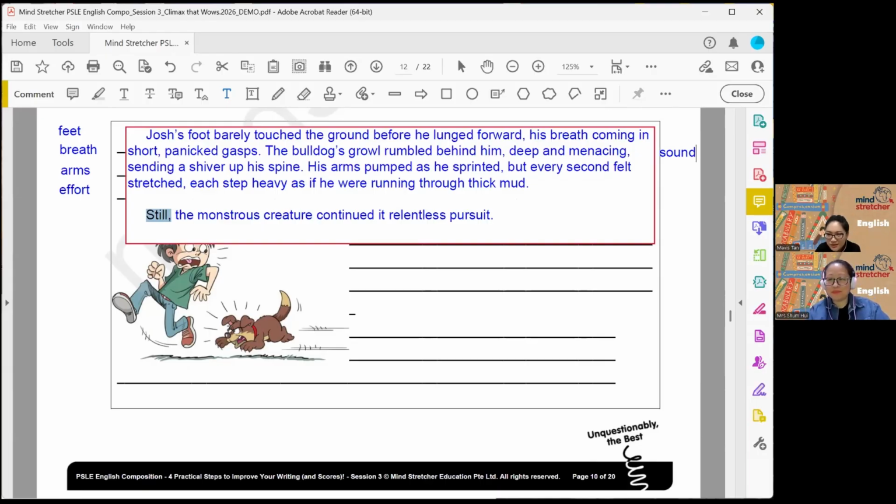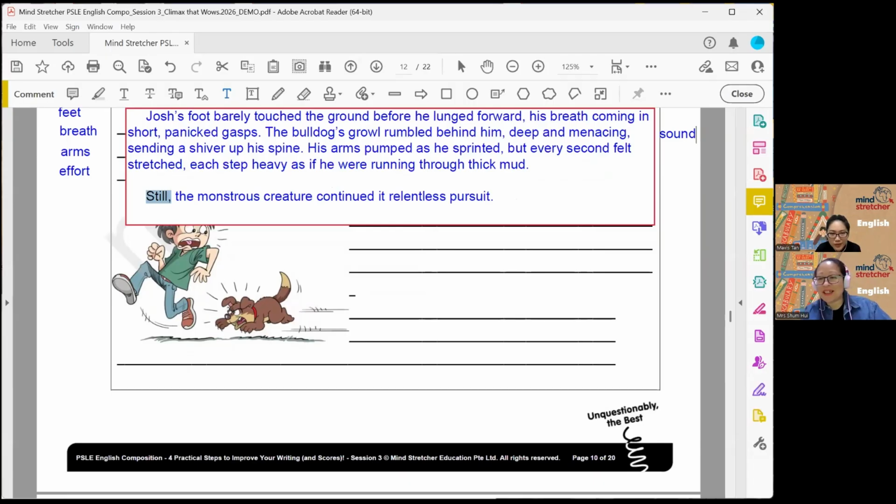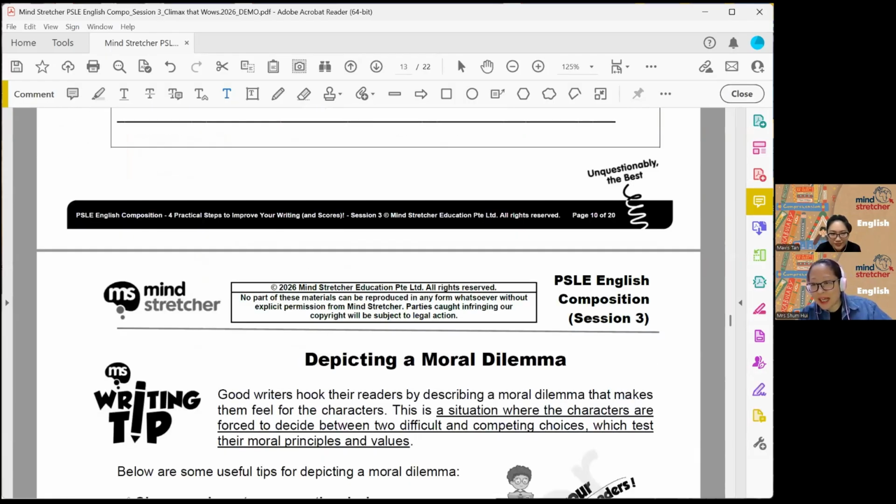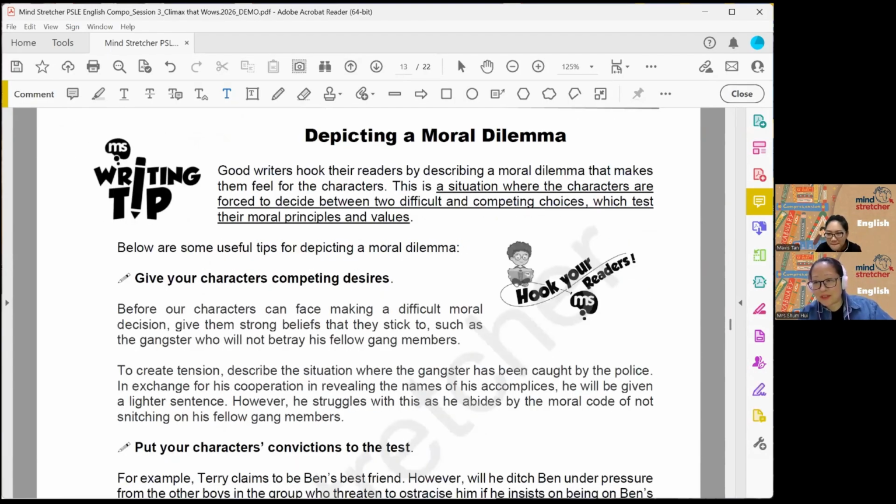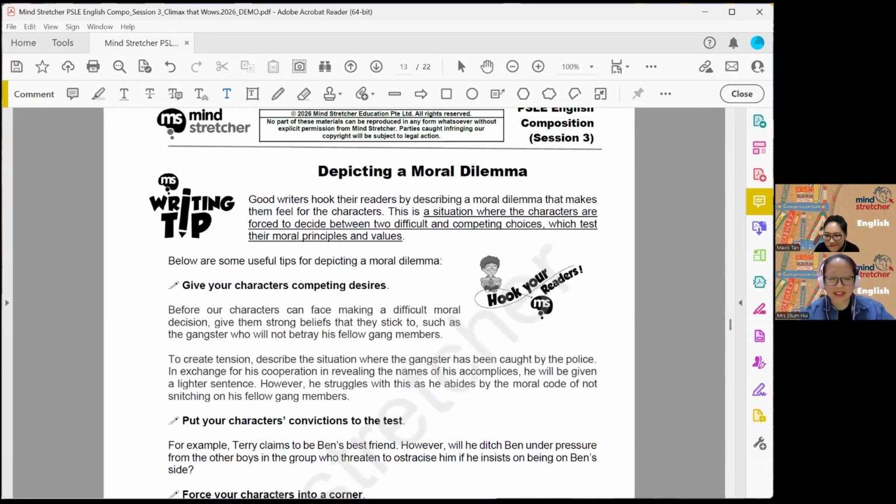Okay, some students are typing in some things. Let me take a look. Nice one. Josh's heart skipped a beat. Each step felt like his life depended on it. Yes, any step slower, you get bitten to death. Very good.